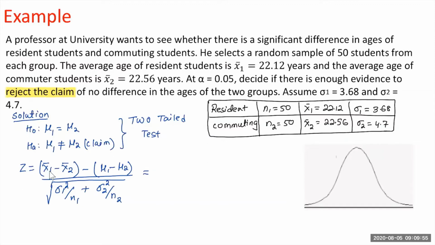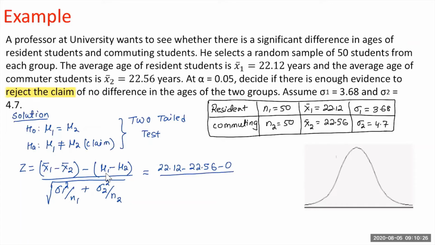Now here, it's the difference of the means, x1 bar minus x2 bar, that is 22.12 minus 22.56, then minus. Now here you have to look at this very carefully. Here we have mu1 minus mu2. You can see here mu1 and mu2 are equal. If we subtract equal quantities, this will be 0. So this is 0.